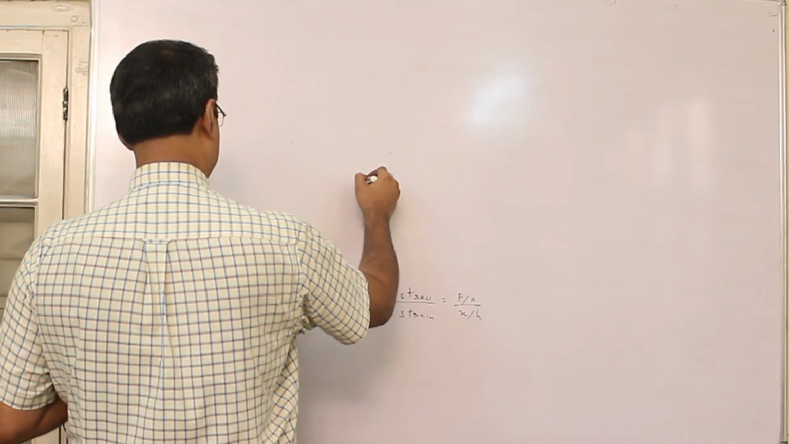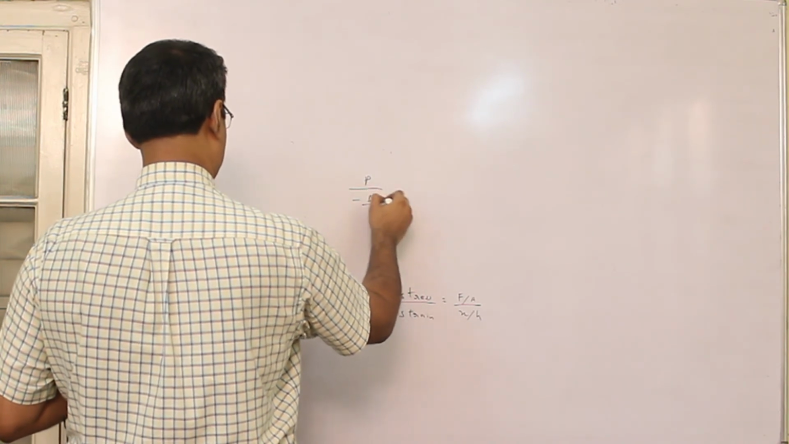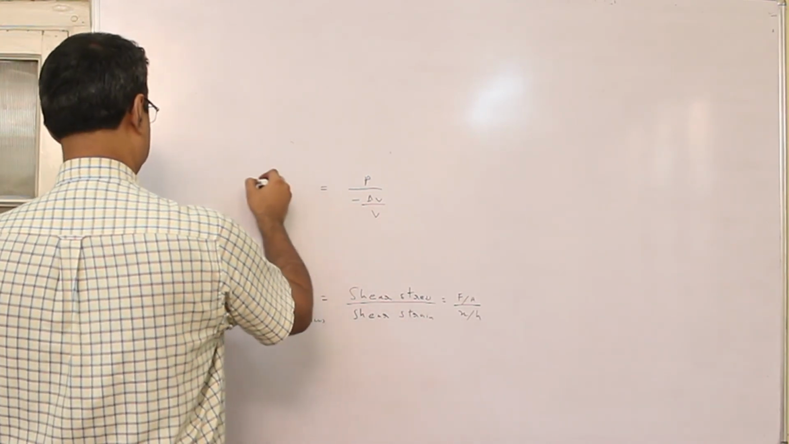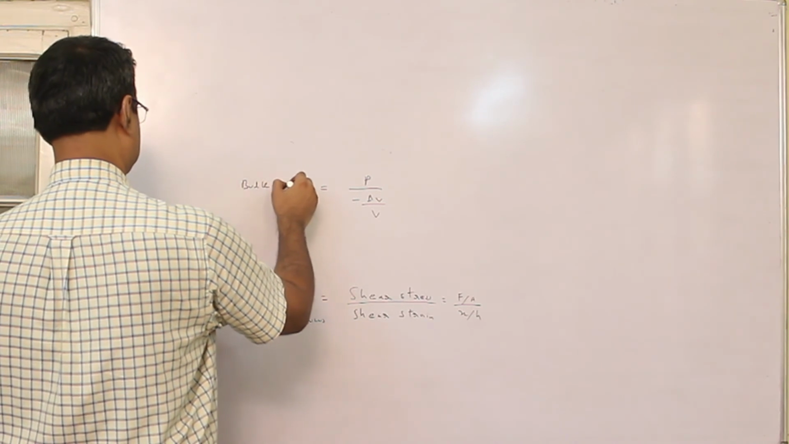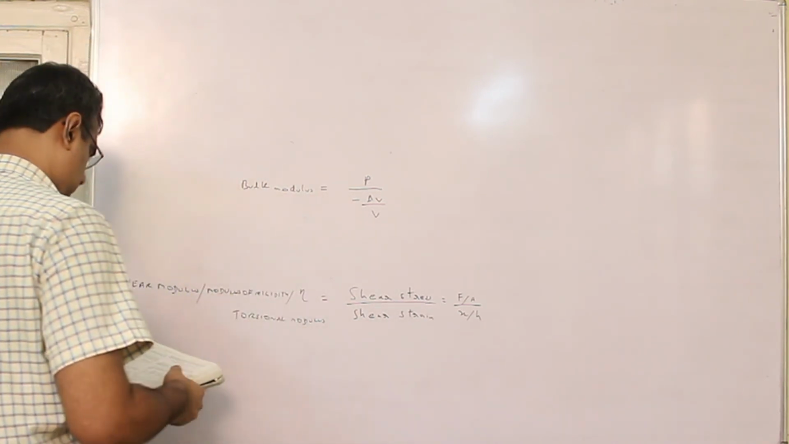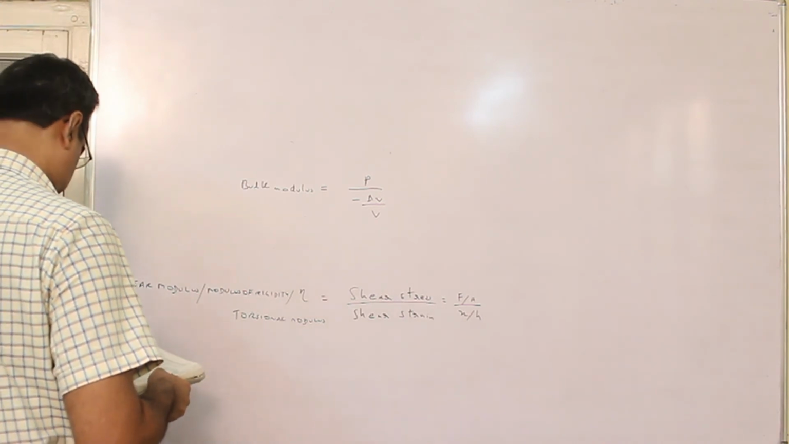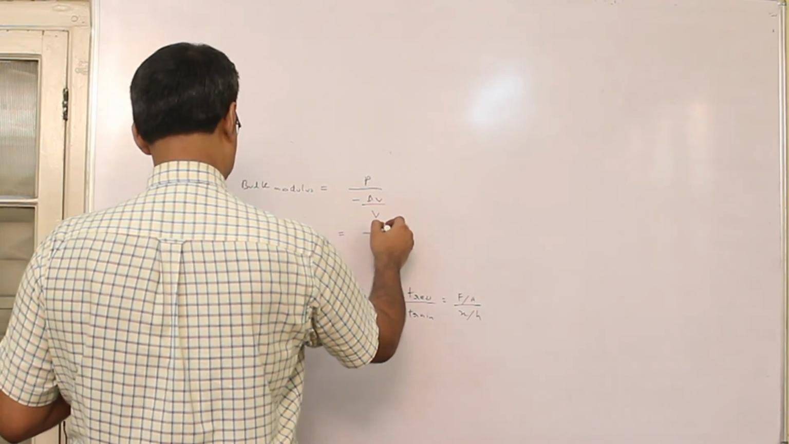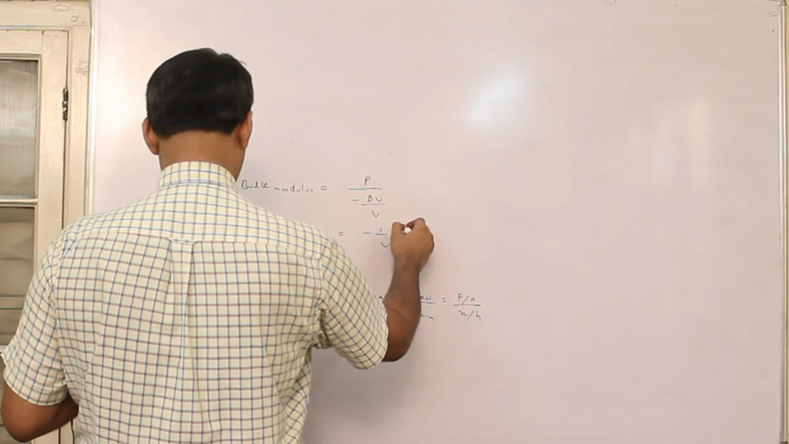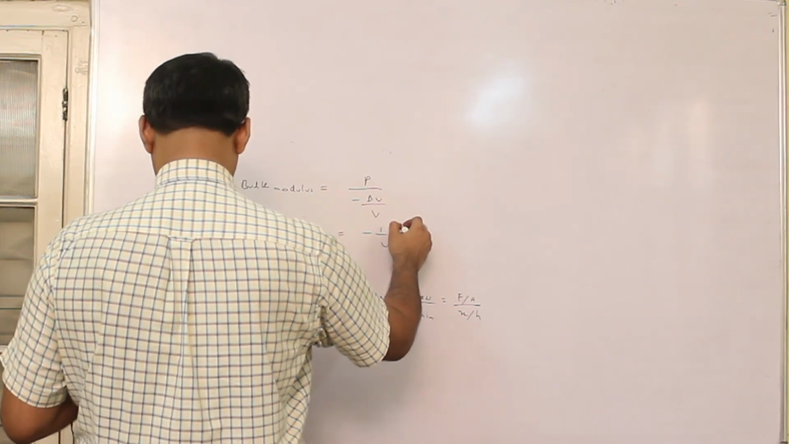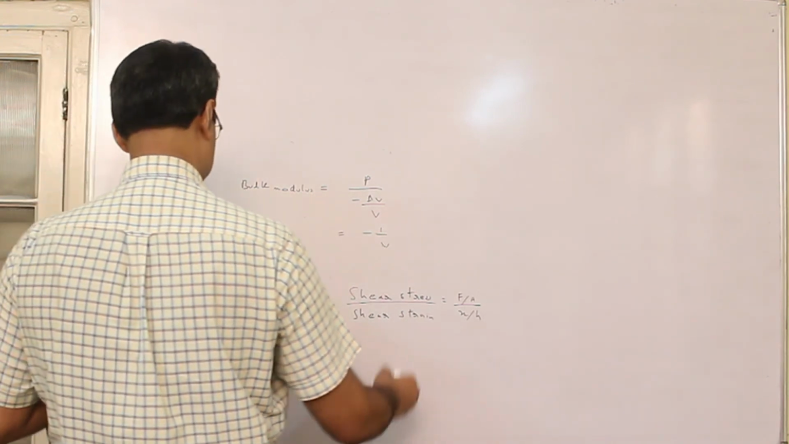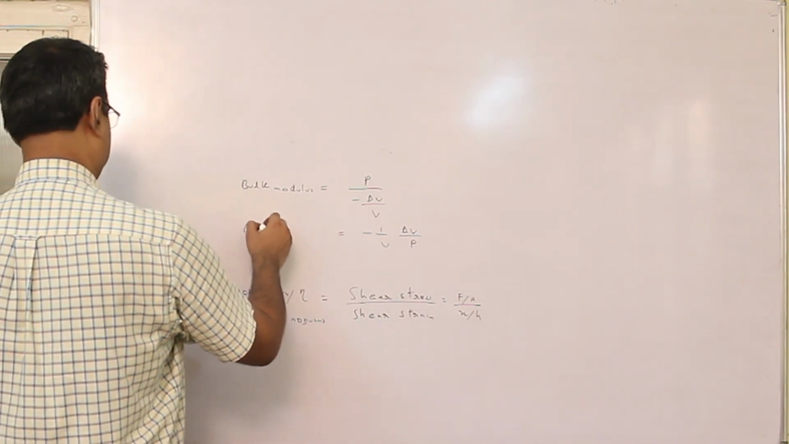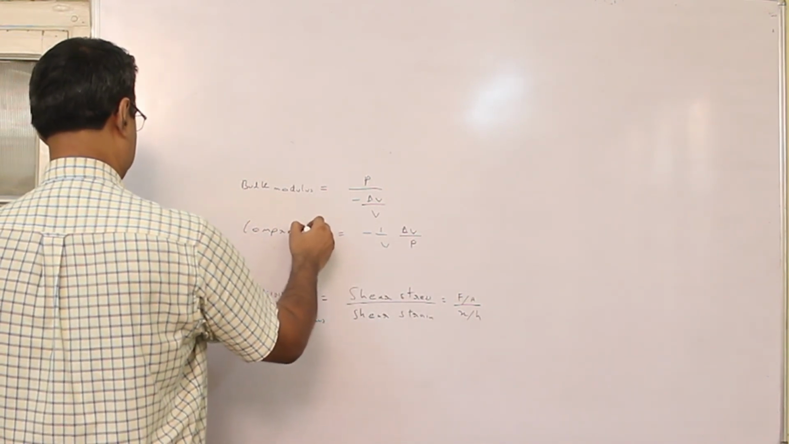Then again, the ratio of P to minus delta V by V is known as bulk modulus, and the reciprocal of bulk modulus is called compressibility.